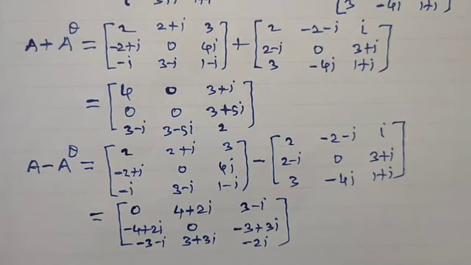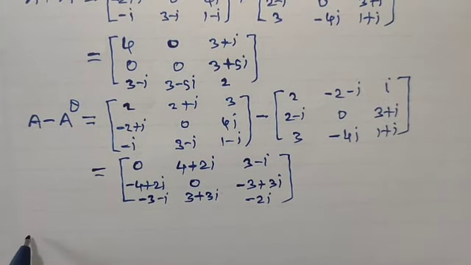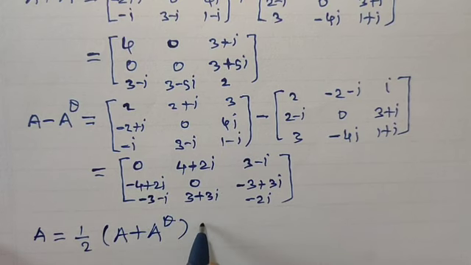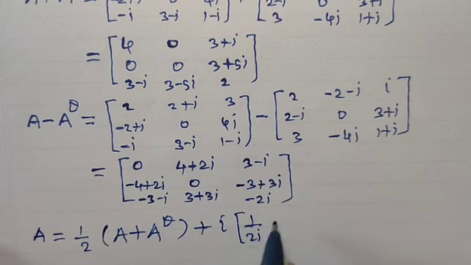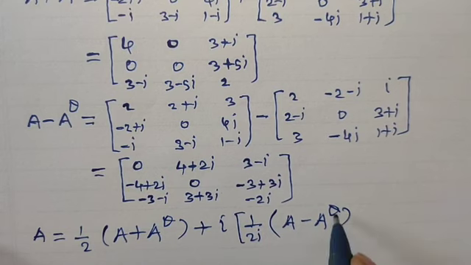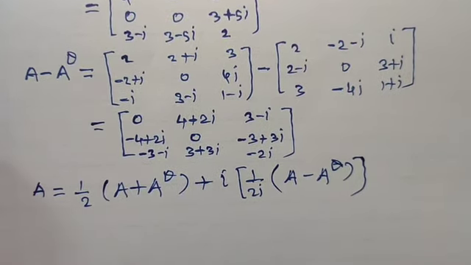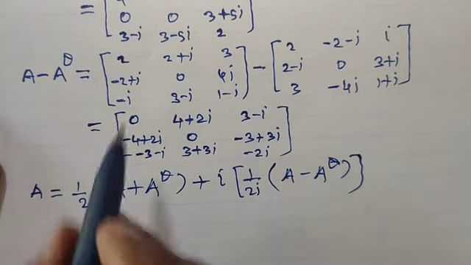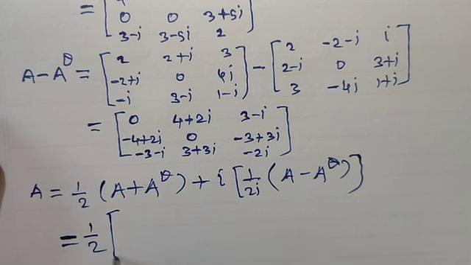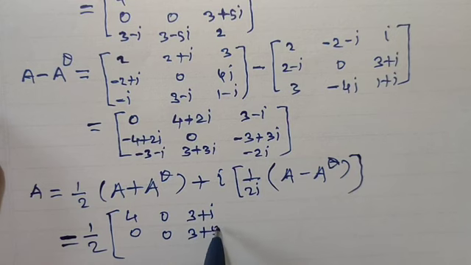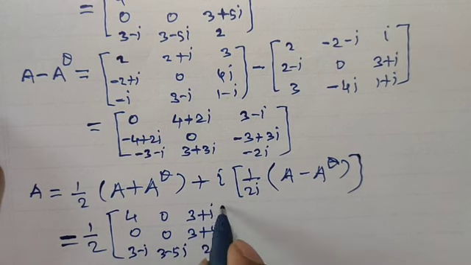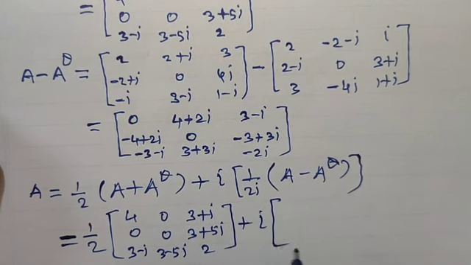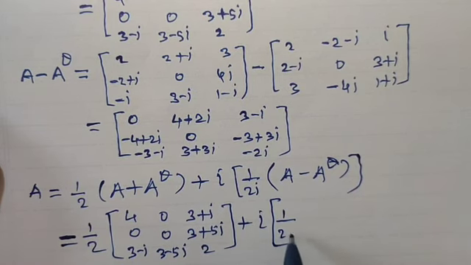Now P is equal to, square matrix A, we have expressed as square matrix A is equal to 1 upon 2 into A plus conjugate transpose of A plus i into 1 upon 2i into A minus conjugate transpose of A. Okay, now putting A plus A theta and A minus A theta, A is equal to 1 upon 2 this matrix, 4 0 3 plus i, 0 0 3 plus 5i, 3 minus i, 3 minus 5i, and 2, plus i into 1 upon 2i.